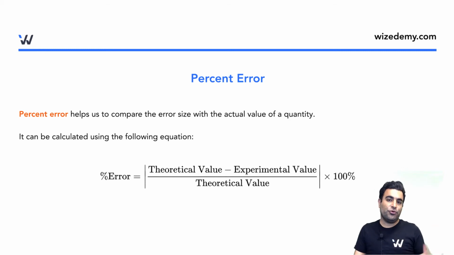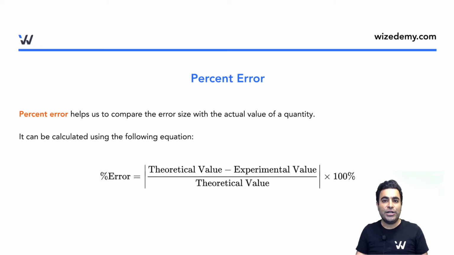In physics, it's very important to talk about percent error. When we have some measurements and we find the error of that measurement, it's very important to compare the error with the actual value of that quantity to get some sense. Let me give you some example.